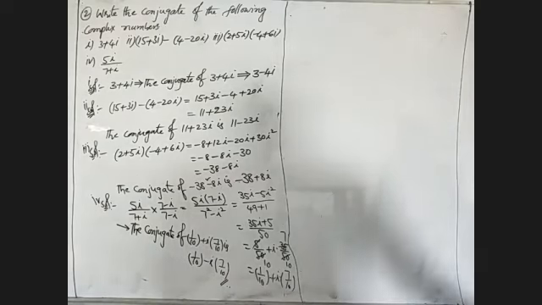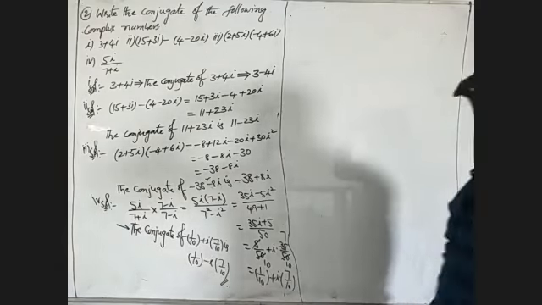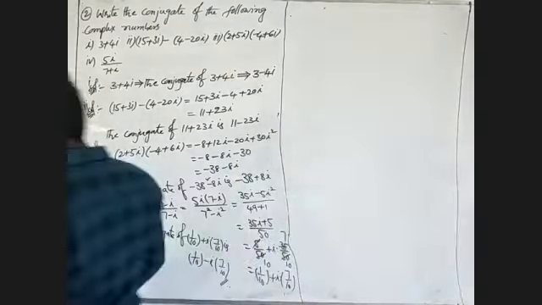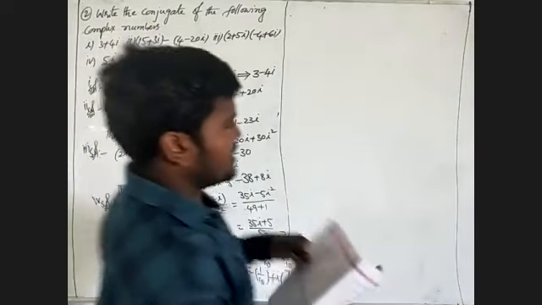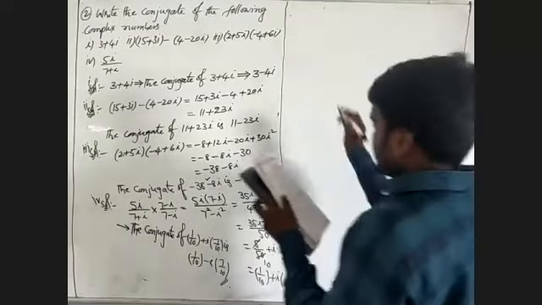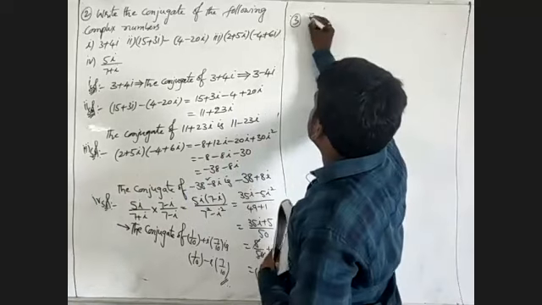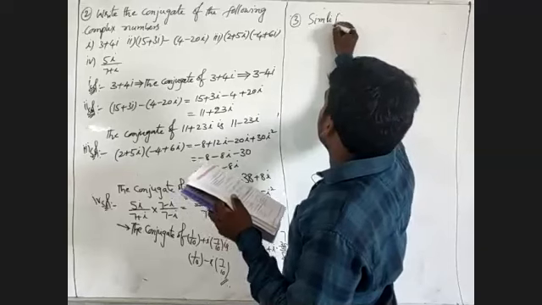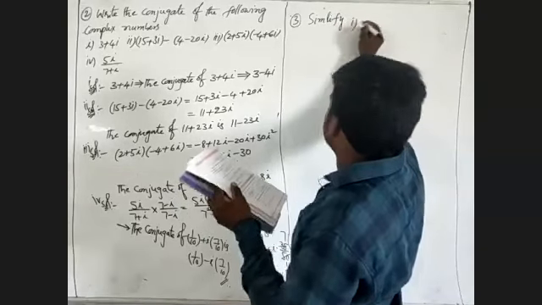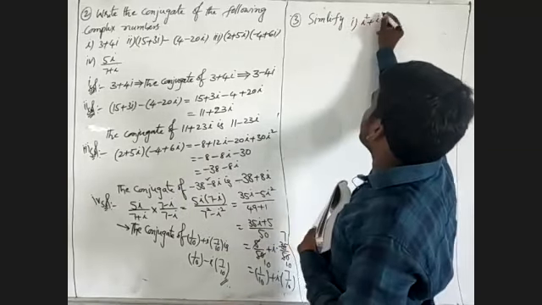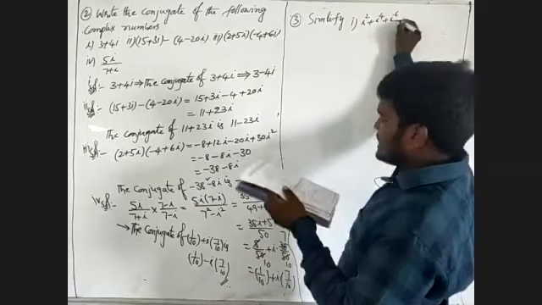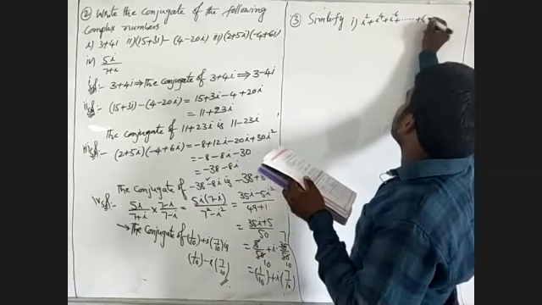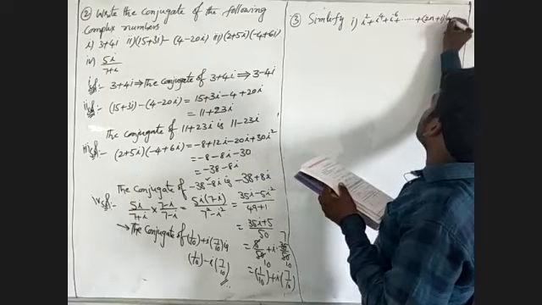Okay, that is the conjugate of a complex number. Now I am going to the next section, that is the third section. Simplify. The first one is i square plus i power 4 plus i power 6 and so on, plus 2n plus 1 terms.